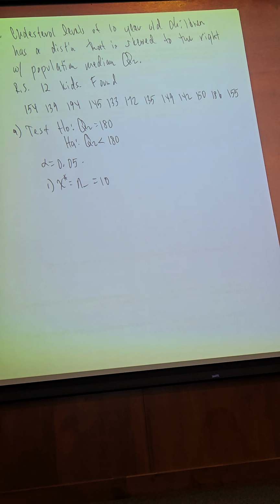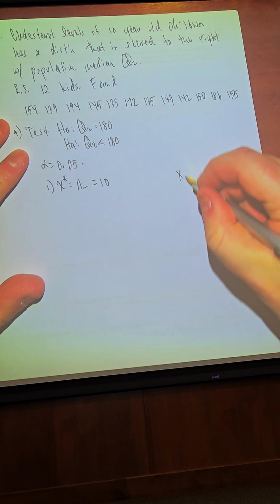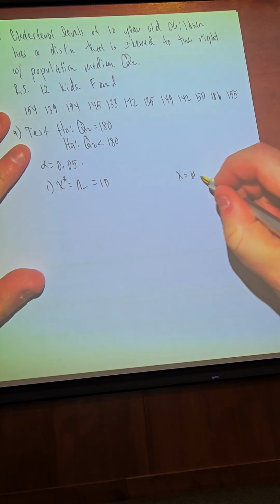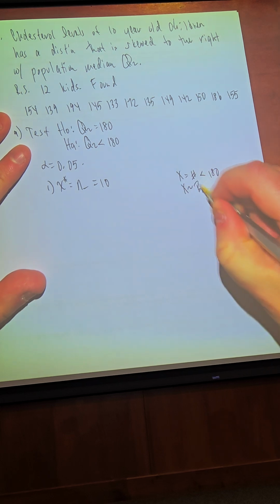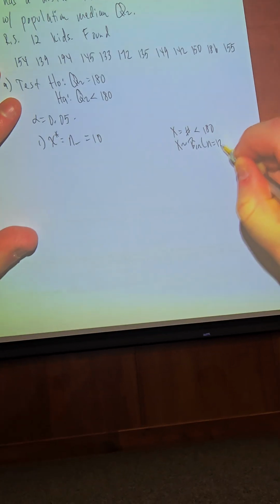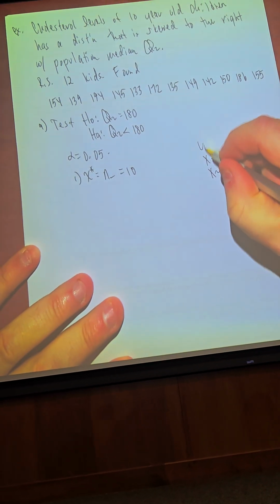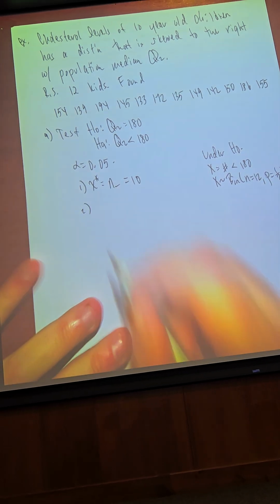Okay, so under the null hypothesis, if the median is 180, I expect about half my data points to be less than the median and half greater than. So under the null hypothesis, the number of data points less than 180 should have a binomial distribution. N is 12, p is a half.